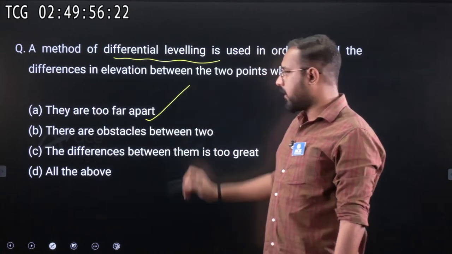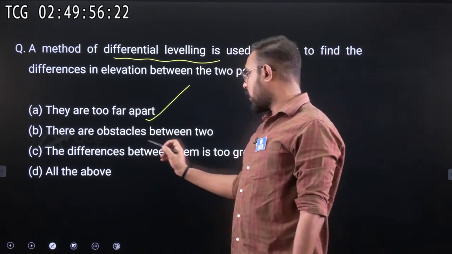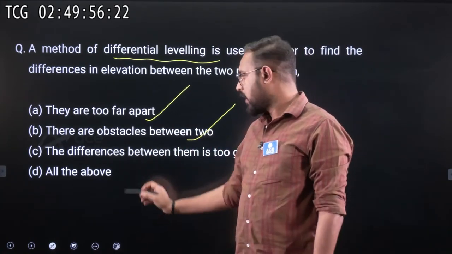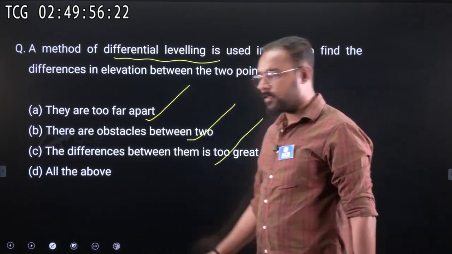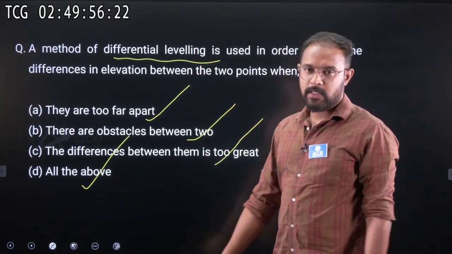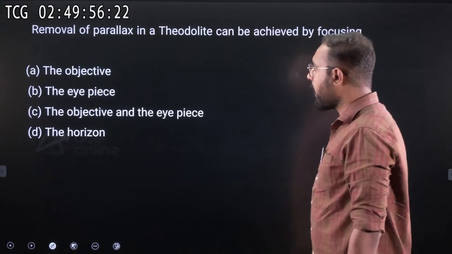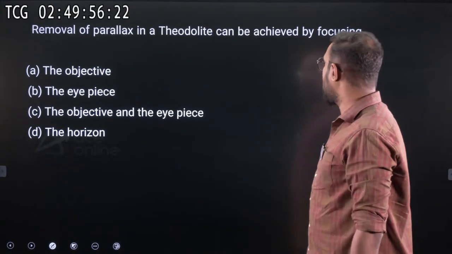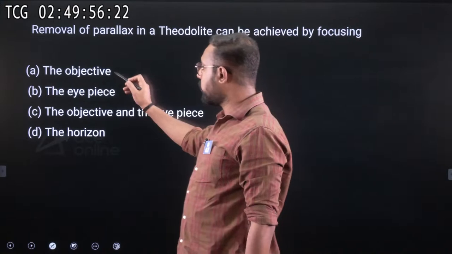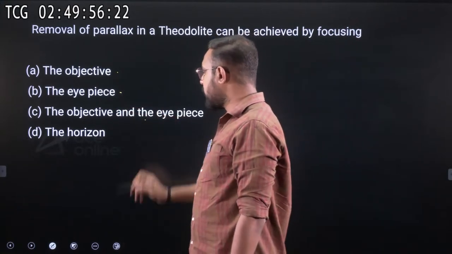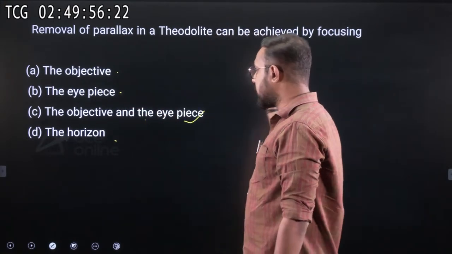When they are far apart, yes. There is an obstacle in between the two, yes. The difference is too large, yes. What is the correct answer? All of the above is the correct answer here. Very good. Next: removal of parallax in a theodolite can be achieved by focusing of the objective, focusing of the eyepiece, objective and eyepiece, or the horizon. What is the correct answer?